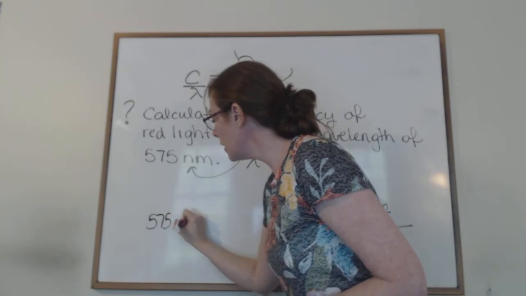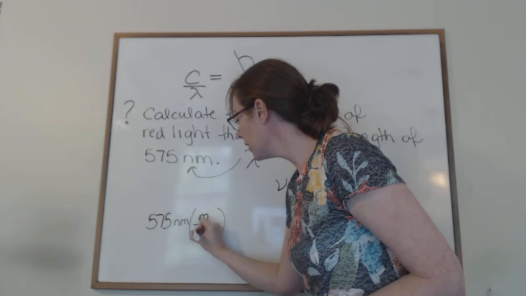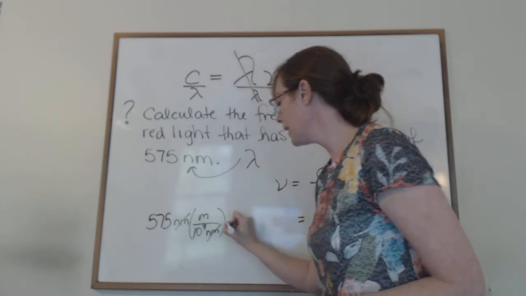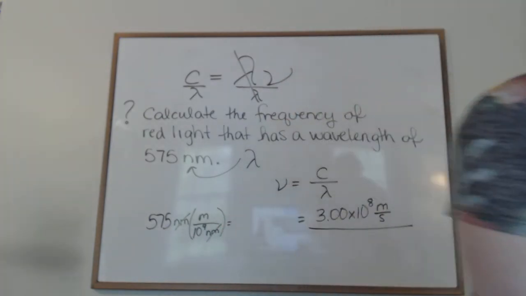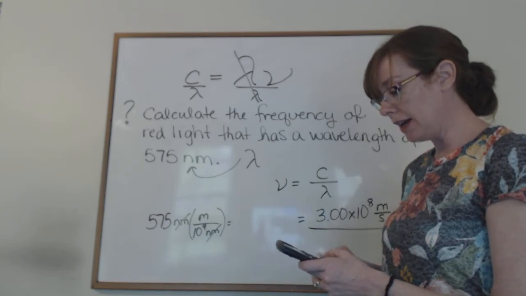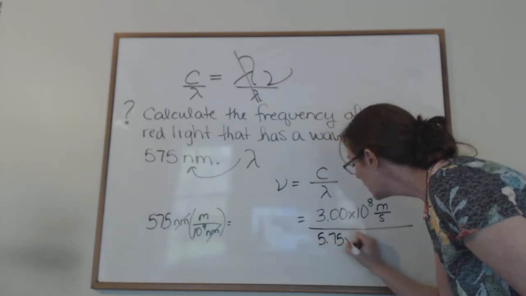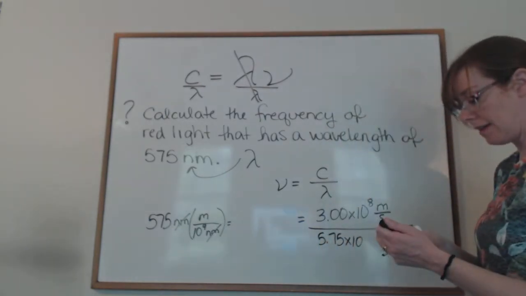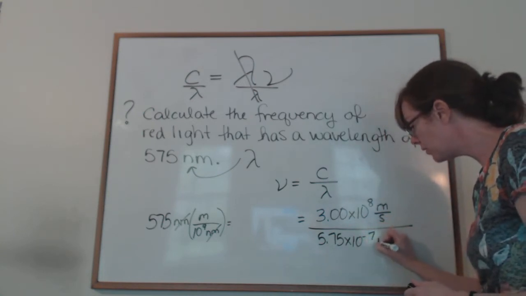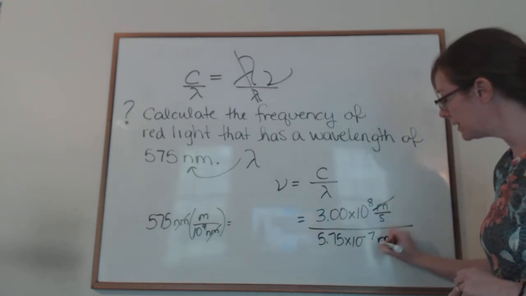So 575 nanometers, just doing it like we've always been doing it. In every 1 meter, there are 10 to the 9th nanometers, remembering that nano is 10 to the minus 9th. Then just go to your calculator and do 575 divided by 10 to the 9th, and you're going to get 5.75 times 10 to the negative 7th meters. And that is what you would put in for wavelength. You can see that meters will nicely cancel now.